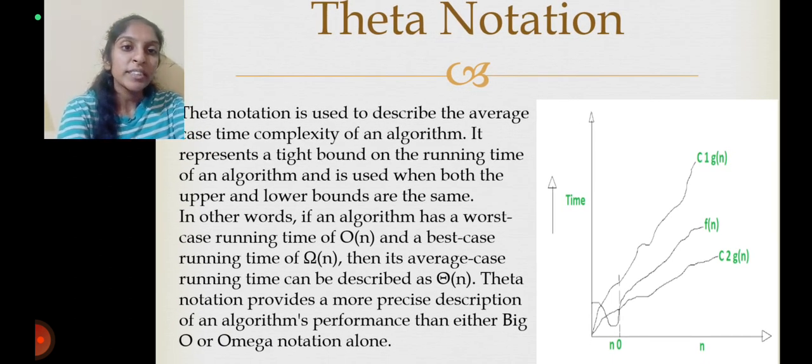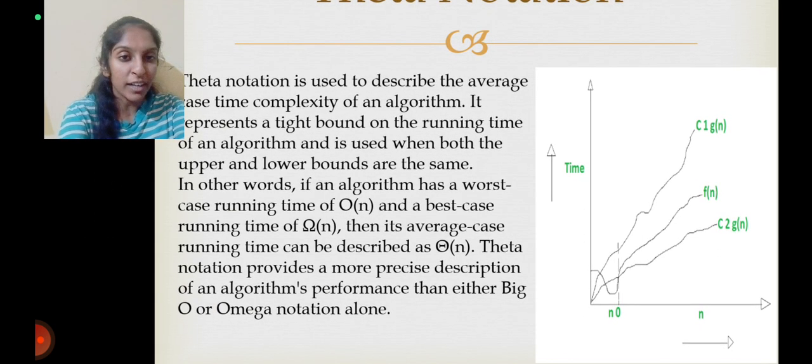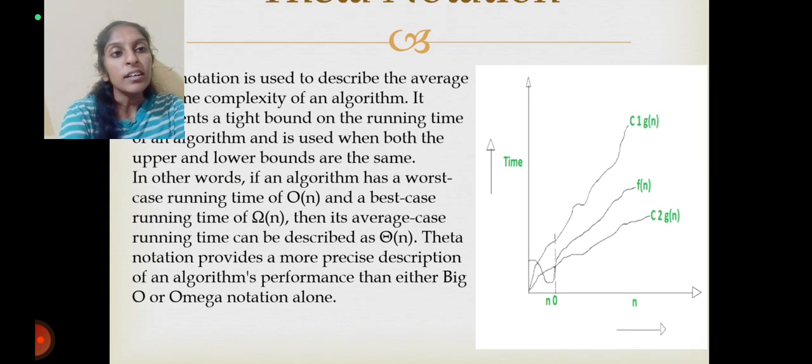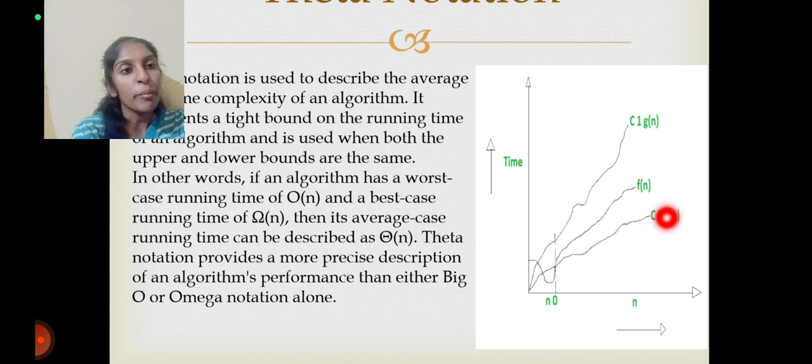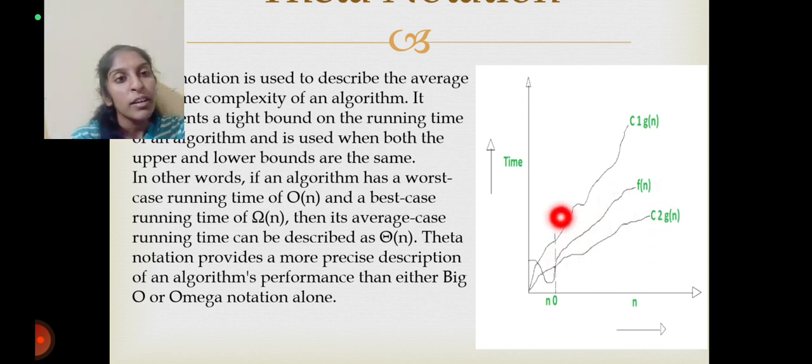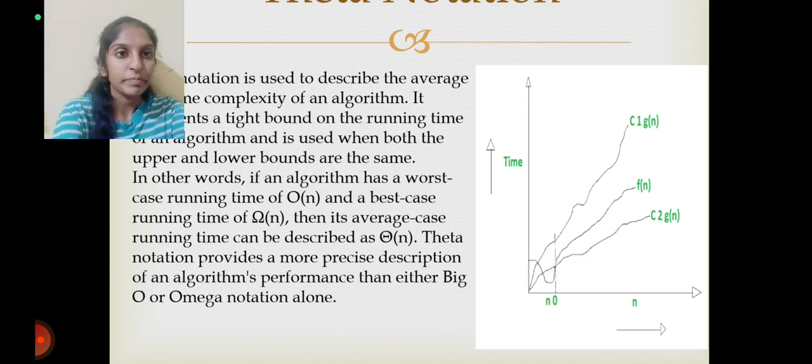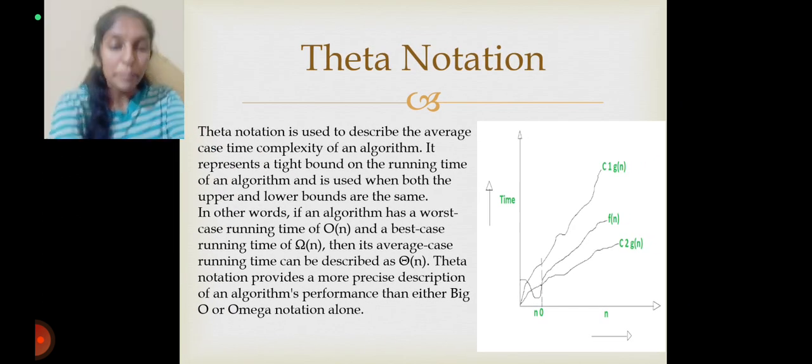Theta notation provides a more precise description of an algorithm's performance than either big O or omega notation alone. Here, this is the upper bound, this is the lower bound, this is the middle bound, and this is the coincidence point. Theta notation is mainly used for representing the average case time complexity.